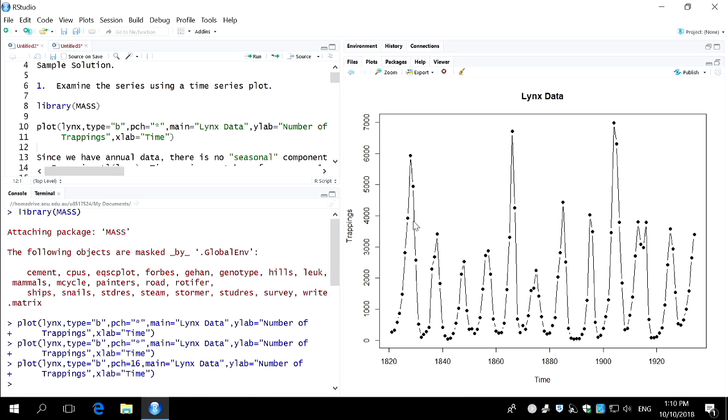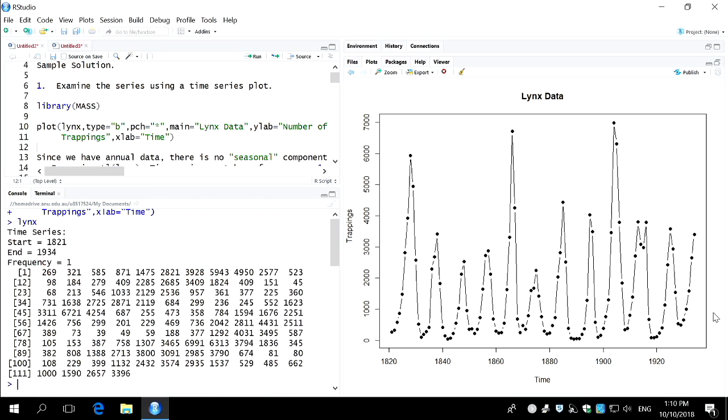So anyway, this is a really famous data set. It's been analysed pretty much by every person who's ever taught time series because it's such a famous data set. It's annual data, so if I type lynx on the screen, you can see it starts in 1821, it finishes in 1934. Pretty soon after that, they said we probably shouldn't do this, probably should stop trapping lynx, so after that the data changes completely in the sense that there's a structural change.